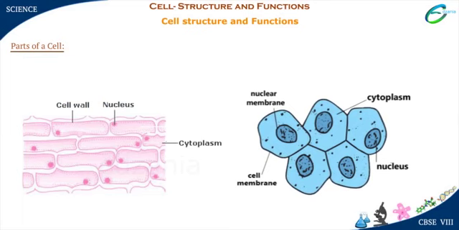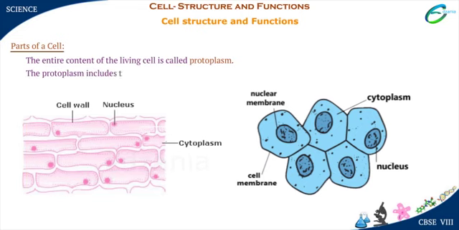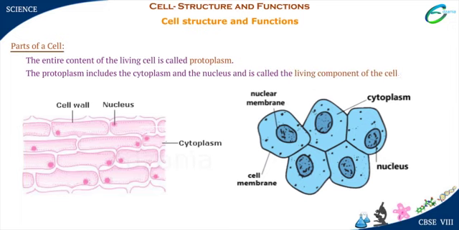Thus, we know that the cell membrane, cytoplasm, and the nucleus are the basic components of the cell. The entire content of the living cell is called protoplasm. The protoplasm includes the cytoplasm and the nucleus and is called the living component of the cell. Let us now further look into the details of each cell component.